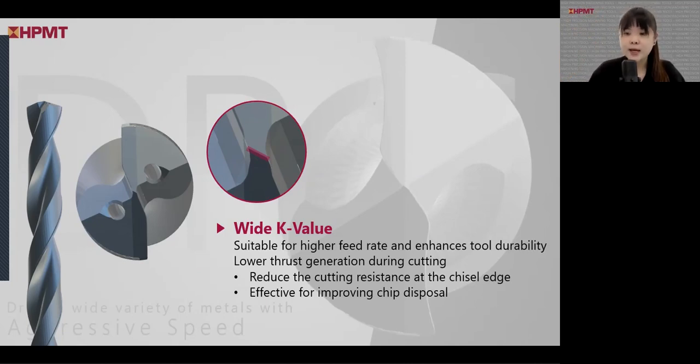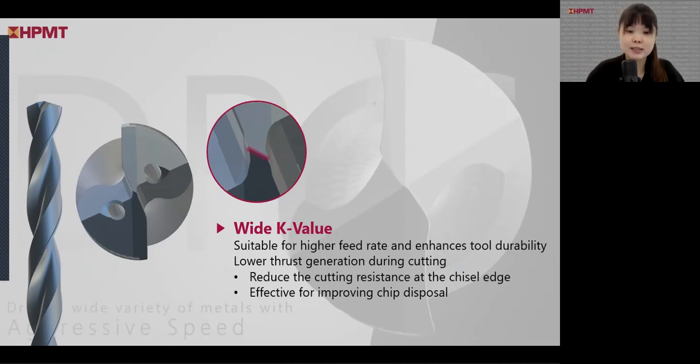So when we attempt to do the drilling process, this is the first part that will contact the material. When we make it slightly wider, it is suitable to work with a higher feed rate without risking the tool life. This is because when it becomes slightly wider, it has the strength to overcome the thrust generated during the cutting process. Also, it will generate lower cutting resistance. At the end, it will effectively help improve the chip disposal.